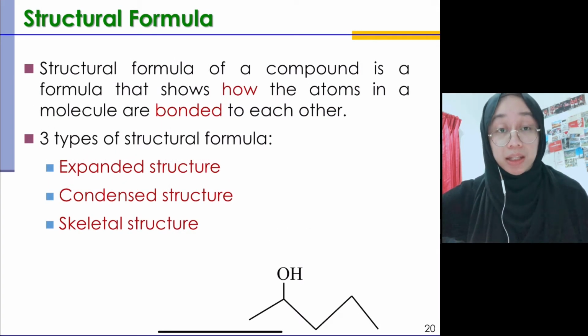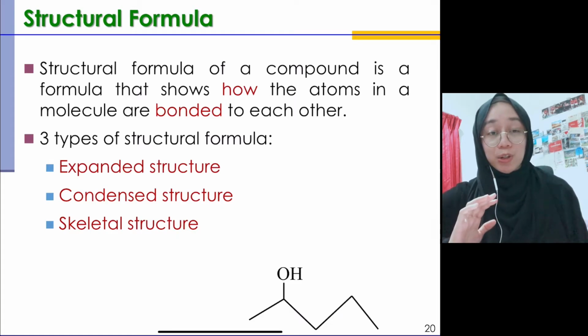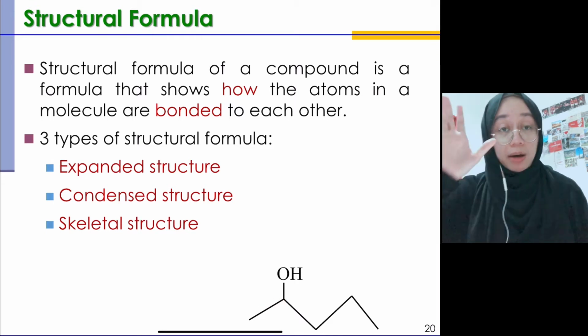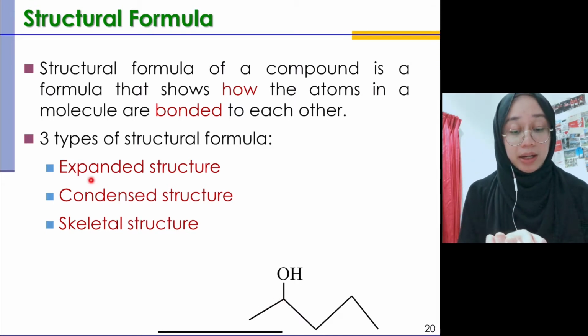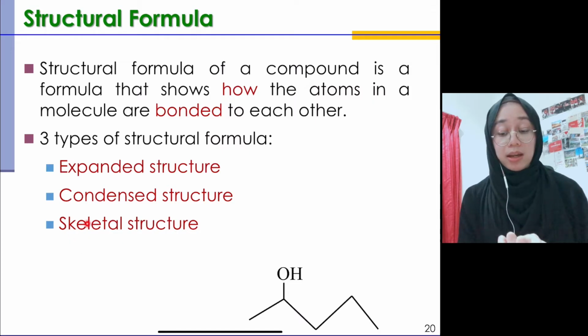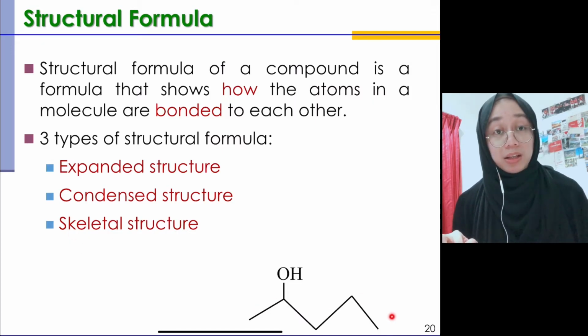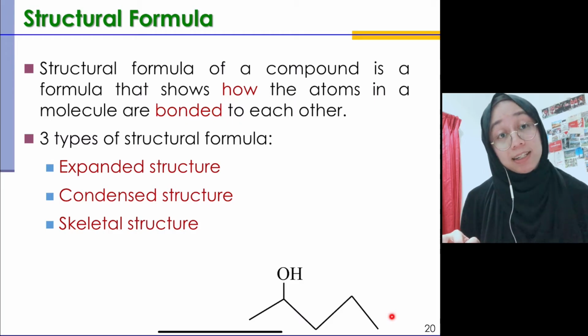So you know that skeletal means tulang, kan? Okay, so you can only see the bonds. You can't even see the carbon kat sini. Tapi ada certain things yang kamu kena nampak. Kalau tadi ada banyak carbon yang kamu tengok dalam expanded dengan condensed, but in the skeletal, as you can see there is no carbon dekat sini. Kita just tunjuk guna bond-bond dia sahaja.